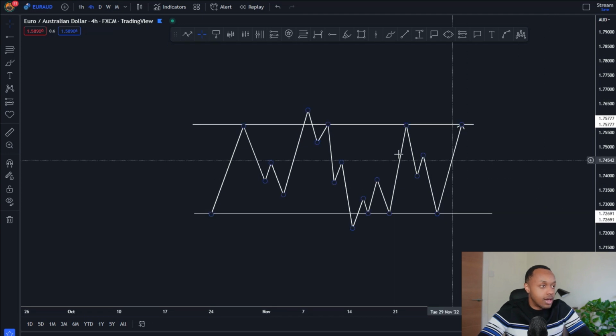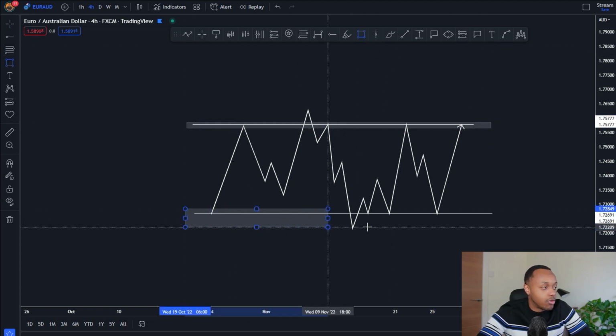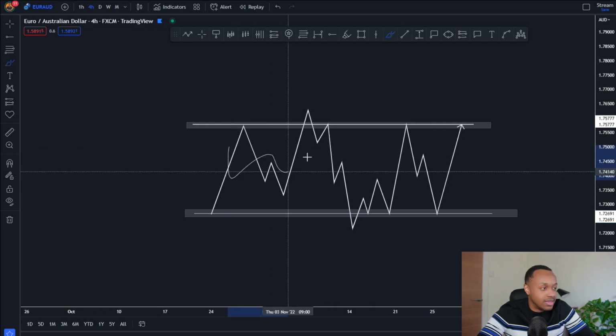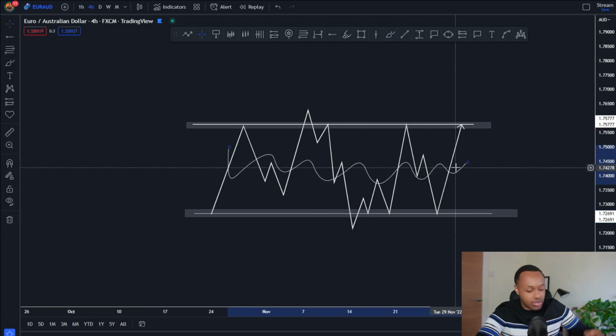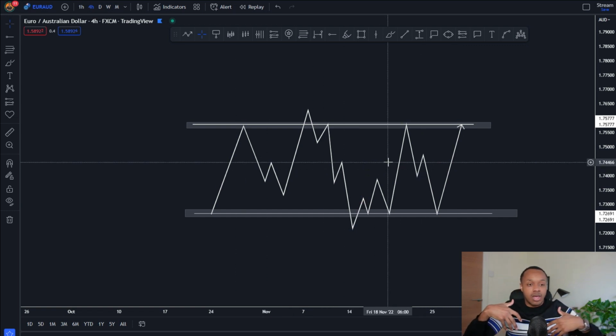As you can see, you've got the high of the range and the low of the range. This is the high of the range and this is the low of the range. This is where we're going to be focusing our efforts in the market. We don't really care what's going on in these areas. The area within the range has the most uncertainty about where the price could go next.